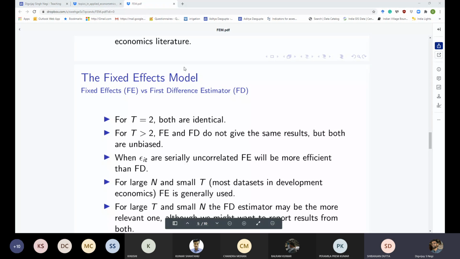Sir, I had a question. In the fixed effects model, all the fixed effects such as lambda i are not needed during the estimation. So while working with panel data in real life, do we need to specify the fixed effects variables and collect data on them?